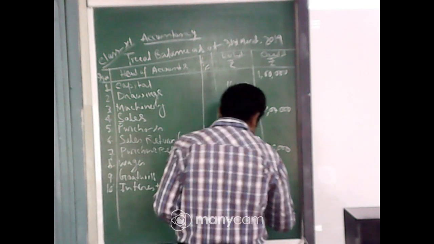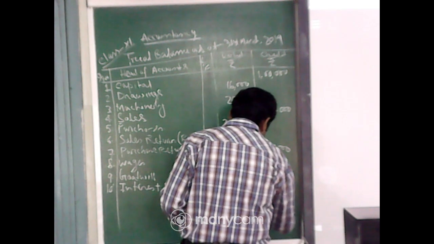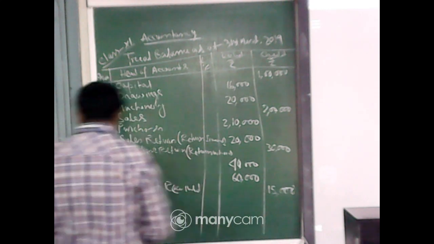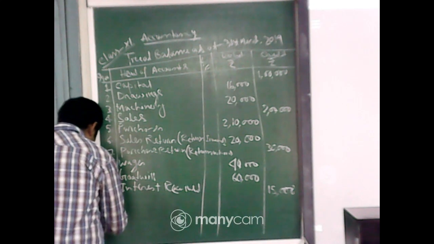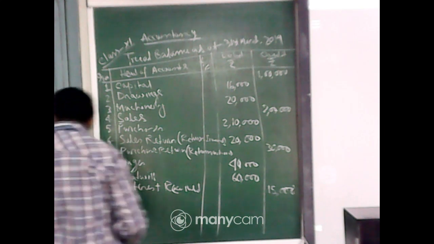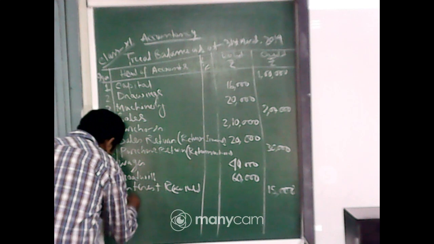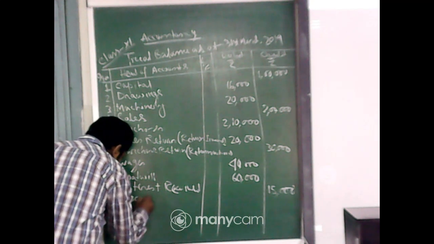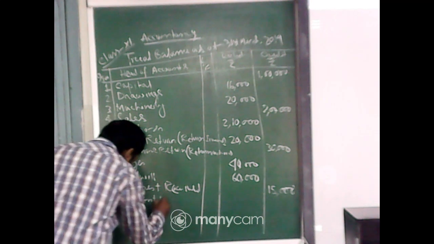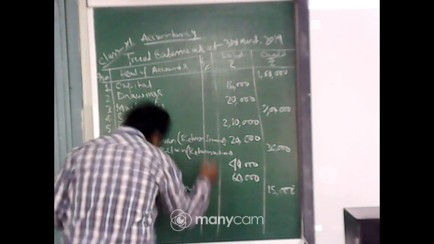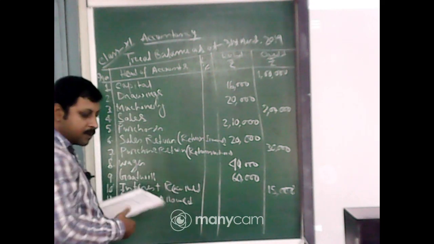Now 15,000. Now number 11. Discount allowed. Now, discount allowed and discount received.